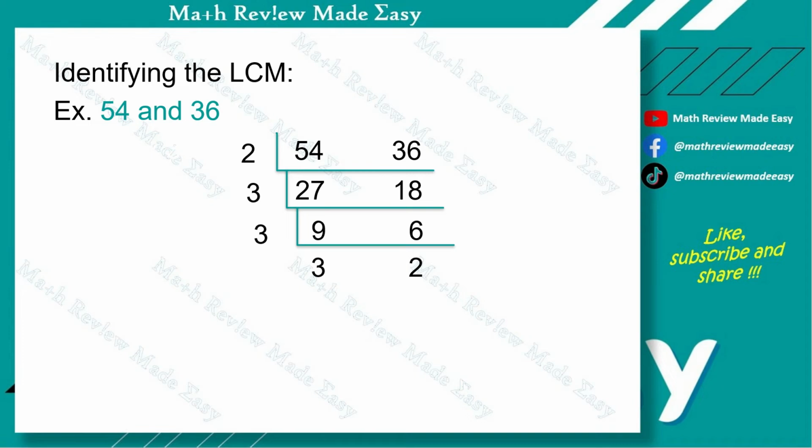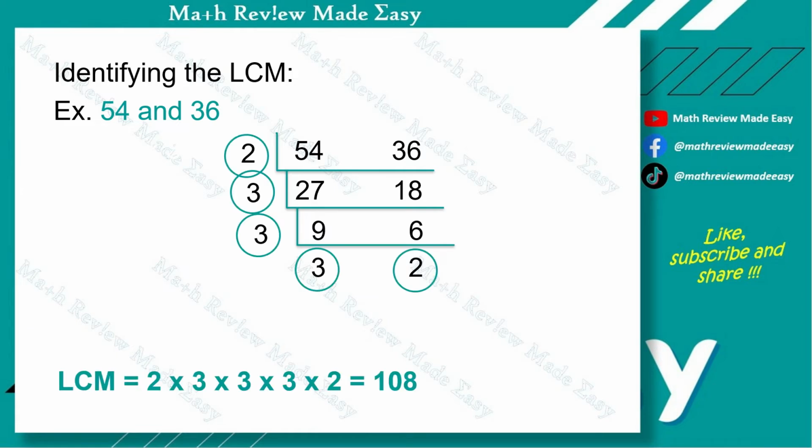So, ano naman ang difference niya sa GCF? Sa pagkuha ng LCM, pati yung nasa babang number, i-multiply natin. So, ibig sabihin ang ating LCM is 2 times 3 times 3 times 3 times 2 is equal to 108. So, ibig sabihin, ang LCM ng 54 at 36 ay 108.